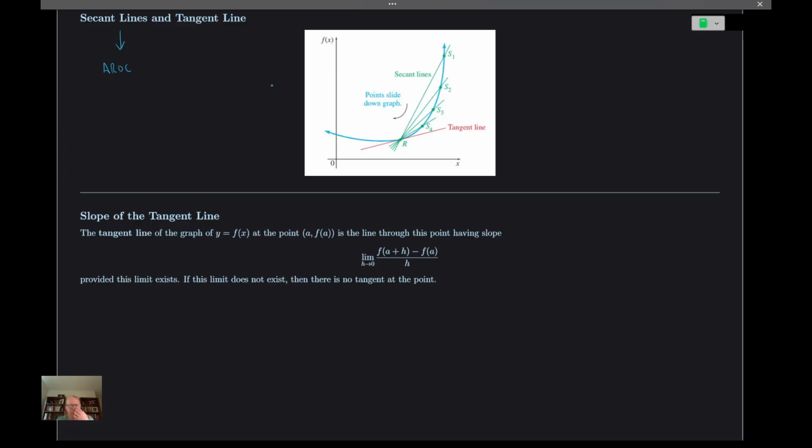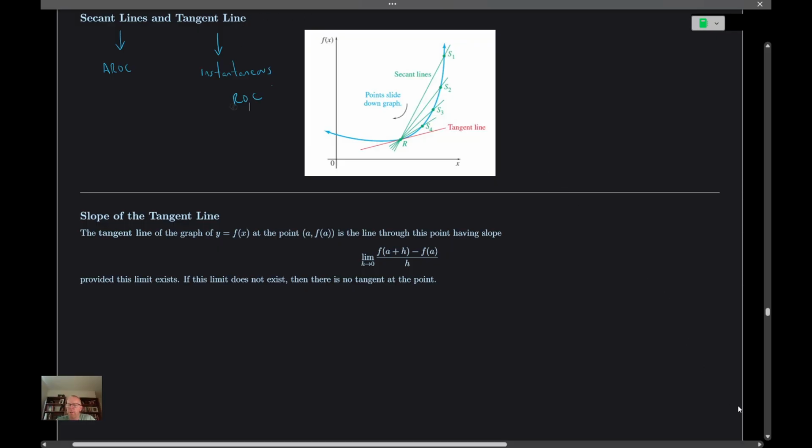And if we want to get to the instantaneous rate of change, what we do is we bring this point S closer and closer until we get as close as we want to R. Once we can pinpoint the line that goes through R and touches the curve at that one point, and that's all, then we call that the tangent line. And that tangent line gives us the instantaneous rate of change.